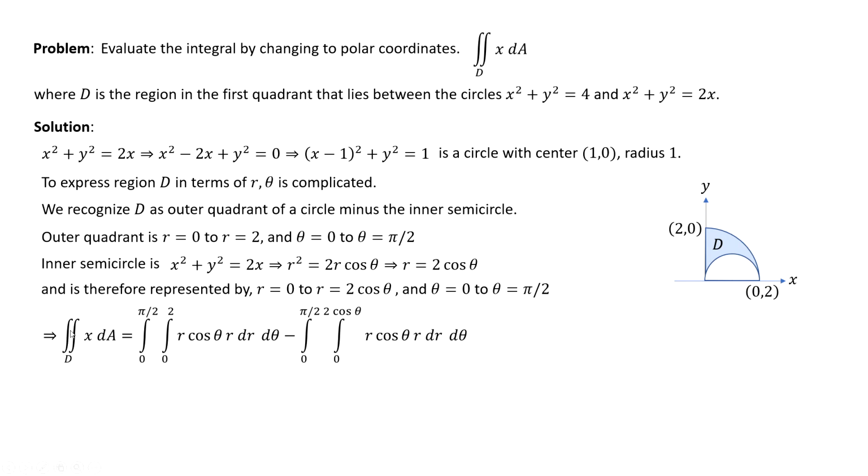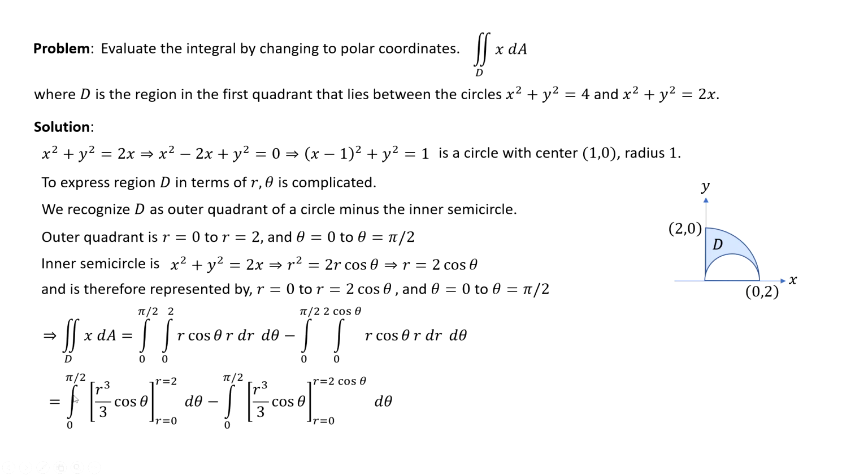Cool. And x we can replace by r cosine theta, in x dA. So x is being replaced by r cosine theta. dA is being replaced by r dr d theta as before. And the limits, this is all for the outer region, r equals 0 to r equals 2, theta equals 0 to theta equals pi halves. And the r cosine theta, r dr d theta for the inside part, which we are subtracting, is the same. The only thing is r goes from r equals 0 to r equals 2 cosine theta, and theta from 0 to pi half.